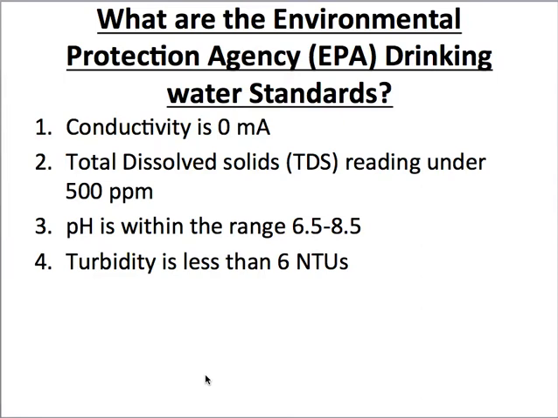So review of our criteria. Remember, our goal is to reach these four things, and these are the standards set by the EPA, or the Environmental Protection Agency. So we want the conductivity to be 0, the total dissolved solids to be under 500, pH within the range of 6.5 to 8.5, and turbidity less than 6 NTUs. In the presentation today, I'm going to be giving you a definition of all of these things. So let's first start with conductivity.